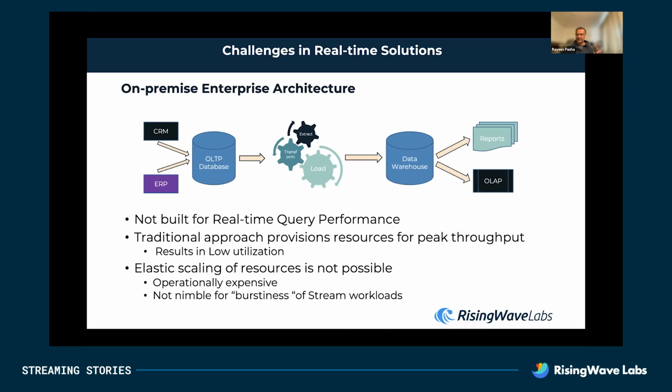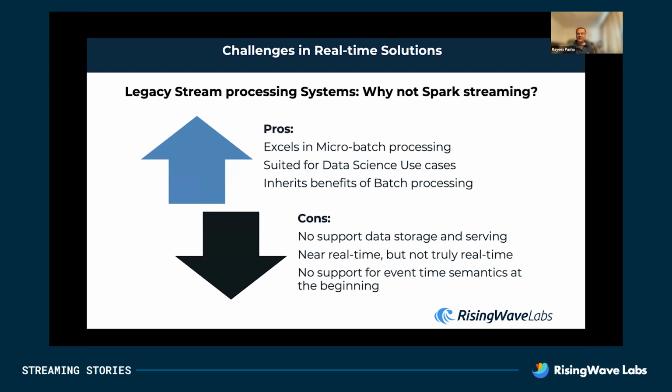So from that perspective, the second challenge is on-prem architecture versus cloud native architecture. And then the third thing I want to quickly move to is the legacy system itself, right? We know batch processing doesn't work. How about the legacy streaming systems? Like, why not Spark streaming? Why not some other system?